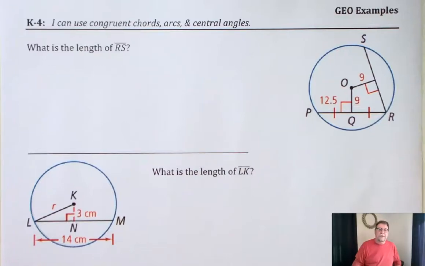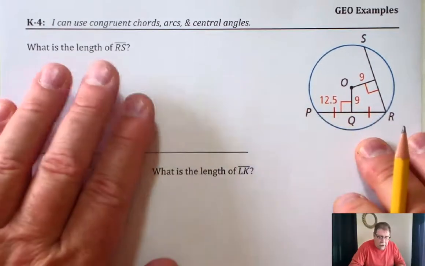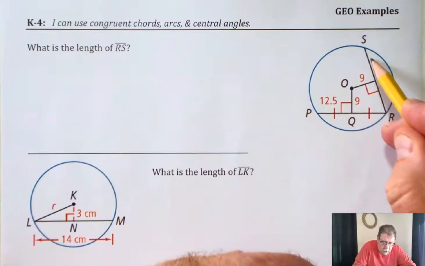I would like to do these two examples for you in this particular video. We want to take a look at the two circles. Let's look at this first one up here. We want to know the length of RS. RS is all the way down here.